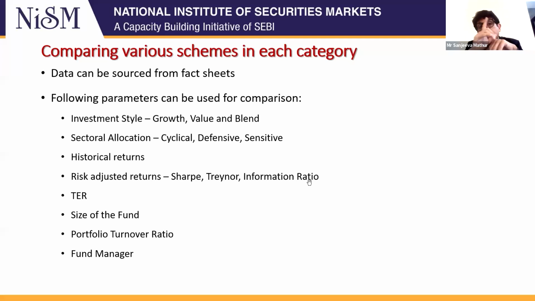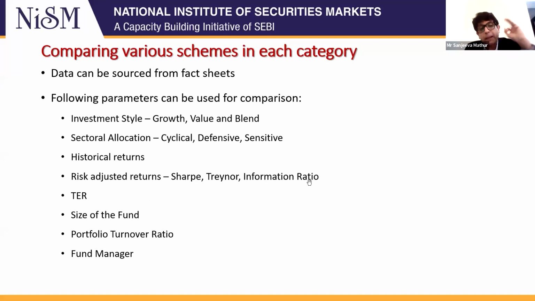Comparing various schemes in each category. Data can be sourced from fact sheets and from various sites like Moneycontrol, the umpteen number of sites which are available. Just to give you one snapshot, the following parameters can be used for comparison. Investment style: growth, value, blend. Sectoral allocation: cyclical, defensive, sensitive.